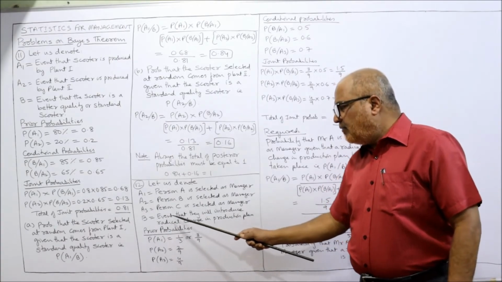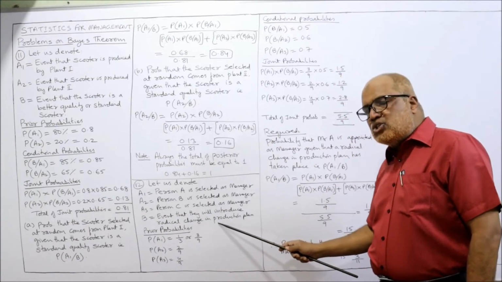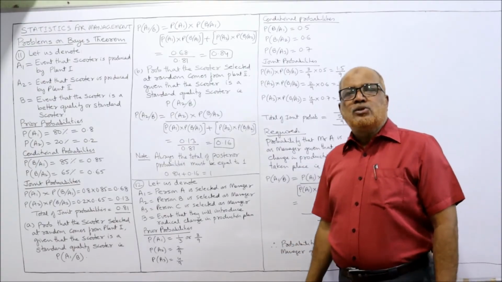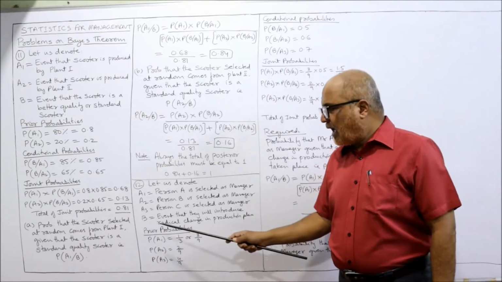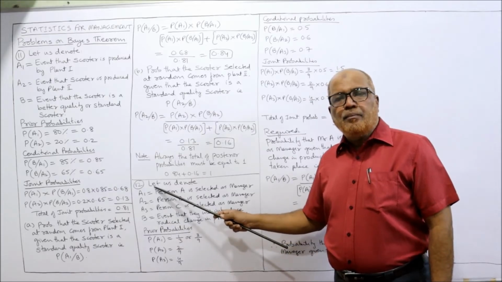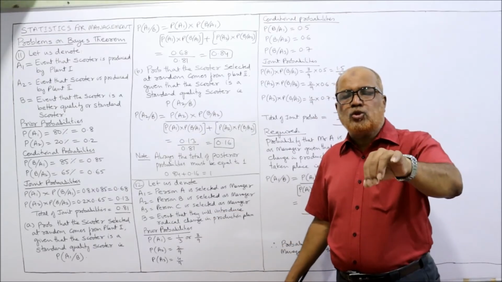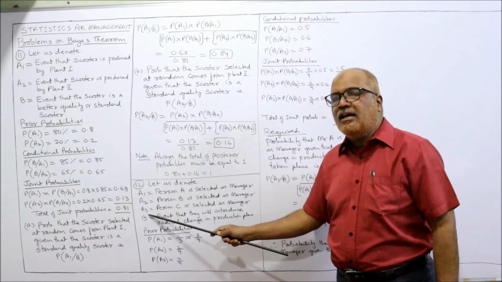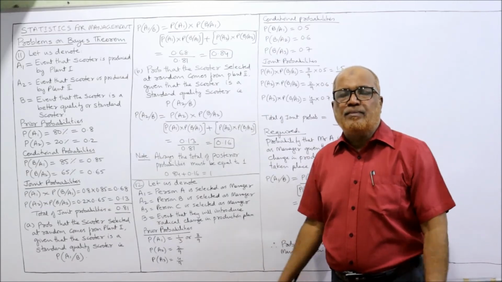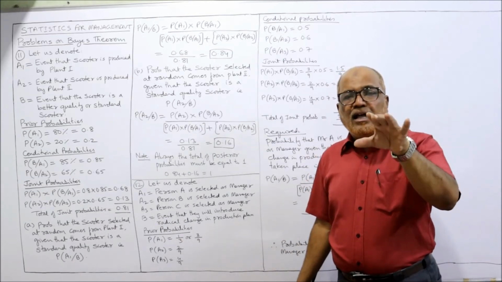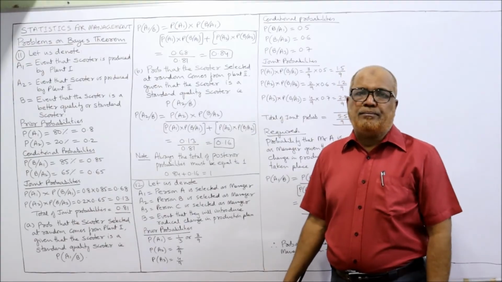And B, the event that they will introduce a radical change in the production plan. So here A1, A2, A3 and B. A1: person A is selected as manager. A2: person B is selected as manager. A3: person C is selected as manager. And B is the radical change in the production plan.